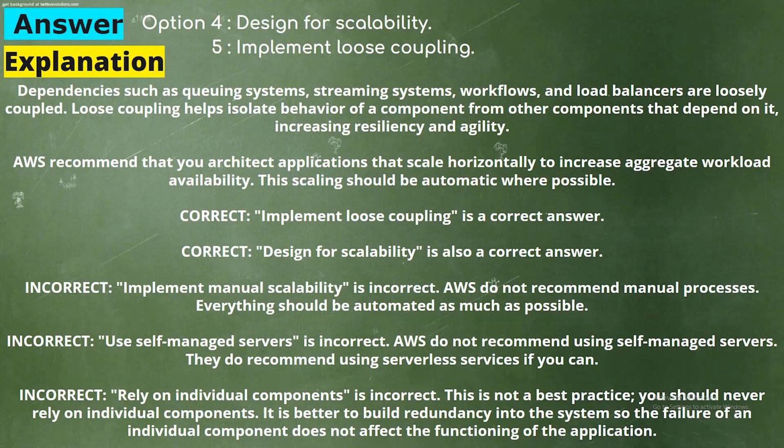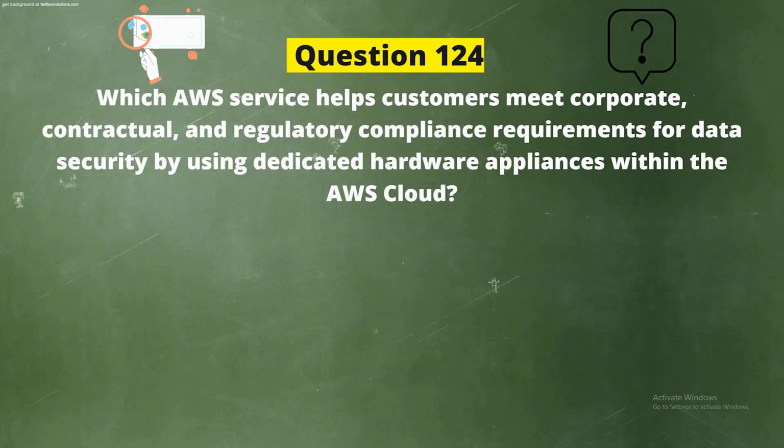Incorrect. Implement manual scalability is incorrect. AWS do not recommend manual processes. Everything should be automated as much as possible. Incorrect. Use self-managed servers is incorrect. AWS do not recommend using self-managed servers. They do recommend using serverless services if you can. Incorrect. Rely on individual components is incorrect. This is not a best practice. You should never rely on individual components. It is better to build redundancy into the system so the failure of an individual component does not affect the functioning of the application.